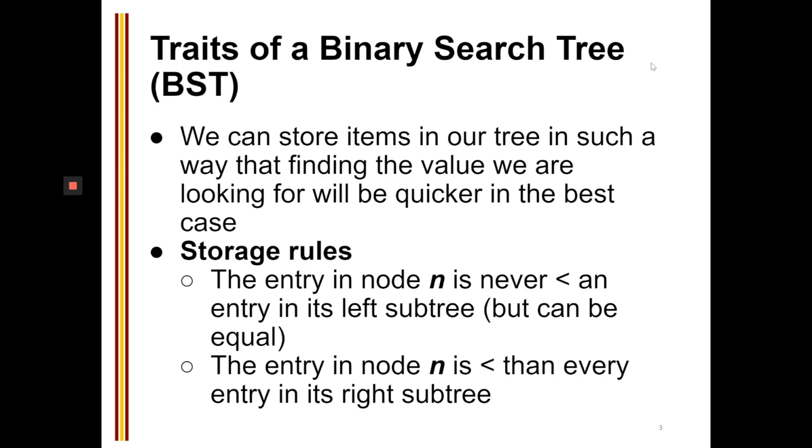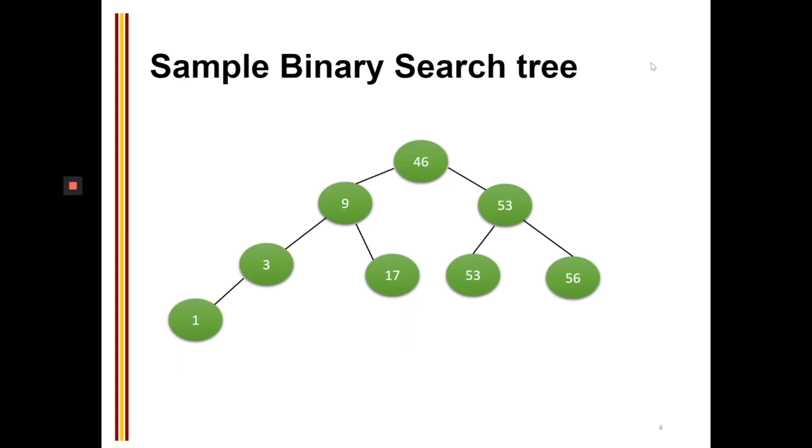Okay? And an entry in node n is less than every entry in its right subtree. Or another way of saying it is every entry in the right subtree is greater than whatever is at node n. Okay, so that helps to establish these general rules. So here's an example of a BST.